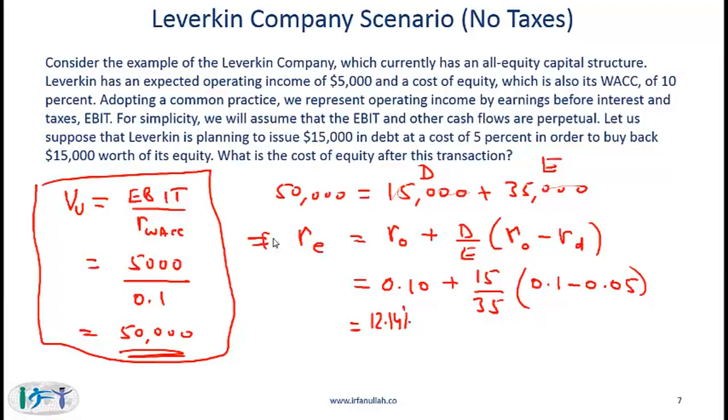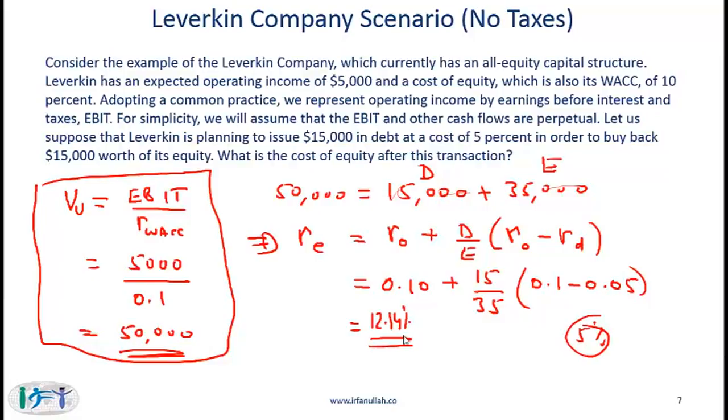Then using the relationship that we came up with on the previous slide, cost of equity is R0 plus debt over equity times (R0 minus RD). You plug in the numbers and you get cost of equity is equal to 12.14%. Now, what you can do is actually with these numbers, with this cost of equity and a cost of debt equal to 5%, you can actually show that the WACC is still 10%.